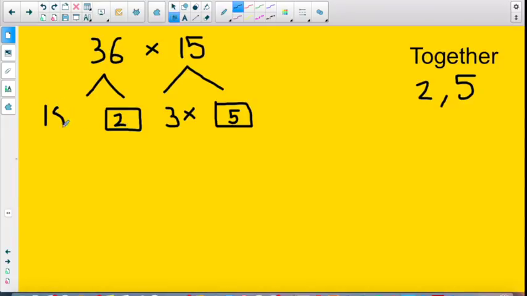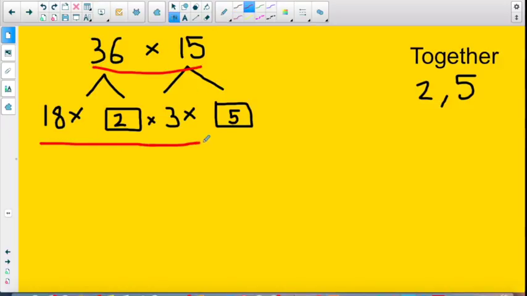Just divide 36 by 2. 18 times 2. Right, so here we go. 36 times 15 is the same as saying 18 times 2 times 3 times 5. It's the same. It's going to equal the same thing. Okay? So let's rearrange these so it's nice and friendly, which means you put the 2 and the 5 together.